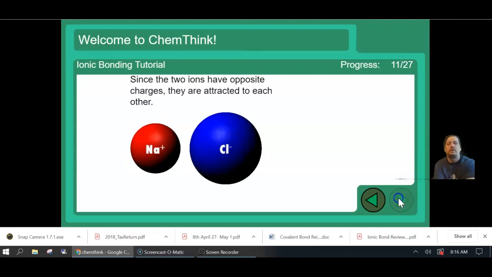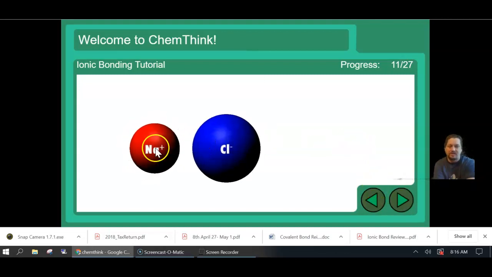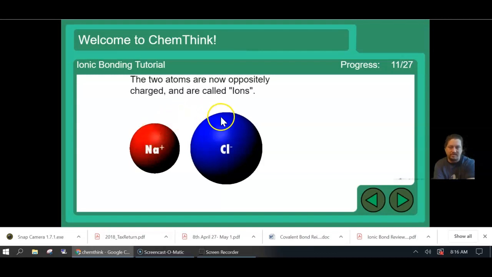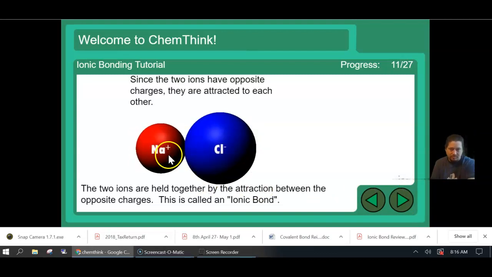So you can see here, they're shedding the electron. This gets a little bit smaller because it drops down an energy level. This one gets a little bit bigger because it has more of an energy level. Since they now have opposite charges, sodium plus, chlorine minus, they are attracted to each other. This bond is called an ionic bond.